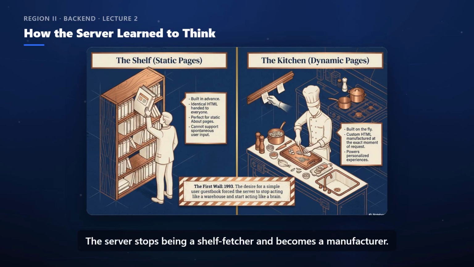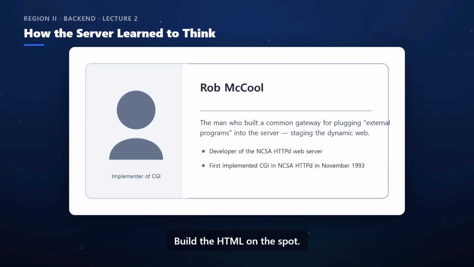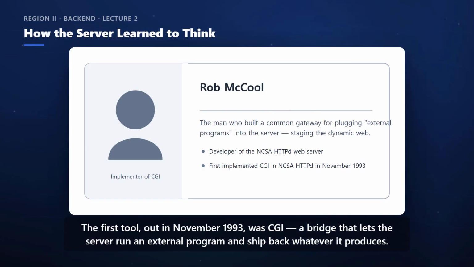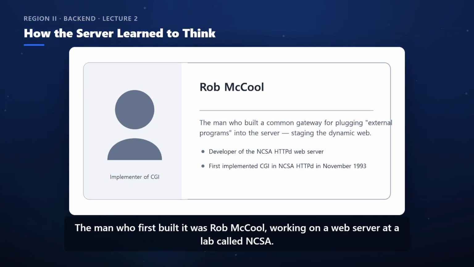The server stops being a shelf fetcher and becomes a manufacturer. Build the HTML on the spot. Easy to say. But how? The first tool, out in November 1993, was CGI, a bridge that lets the server run an external program and ship back whatever it produces. The man who first built it was Rob McCool, working on a web server at a lab called NCSA.